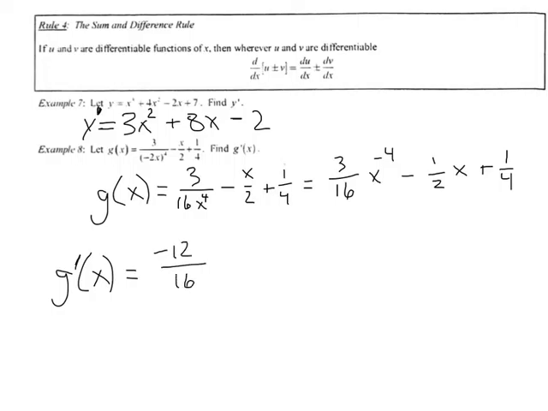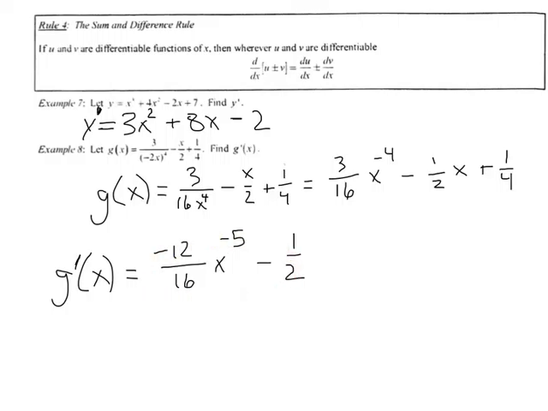I'm going to say that's going to be negative 12 over 16 times x, and now 1 less than negative 4 would be a power of negative 5. The next part, if I go through the power rule, I'm just going to get a negative 1/2, because I bring a 1 down as a power, that's not going to change the coefficient. And then I'd end up with x to the 0, which is just in the end 1. And then for the last part there, the 1/4, the derivative of a constant is 0. So this is one way to express the derivative.